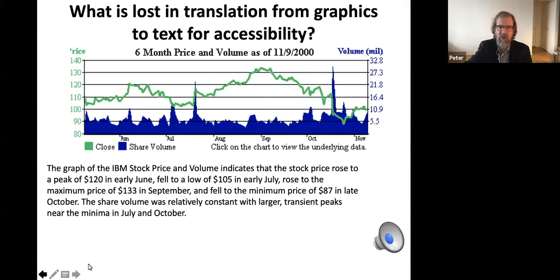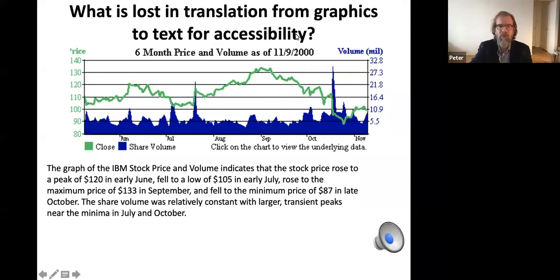The graph of the IBM stock price and volume indicates that the stock price rose to a peak of $120 in early June, fell to a low of $105 in early July, rose to the maximum price of $133 in September, and fell to the minimum price of $87 in late October. The share volume was relatively constant with larger, transient peaks near the minimum in July and October.